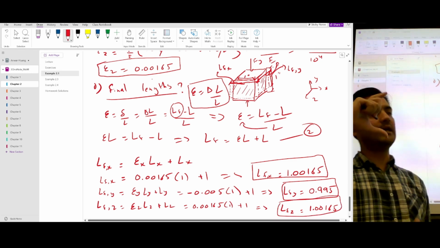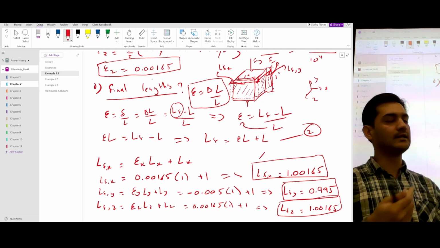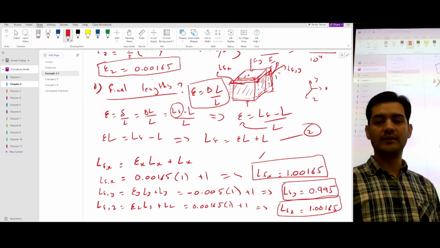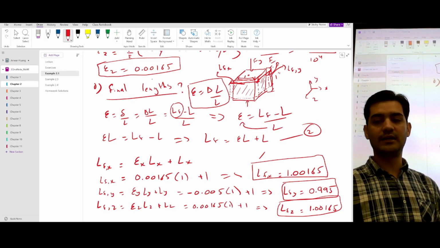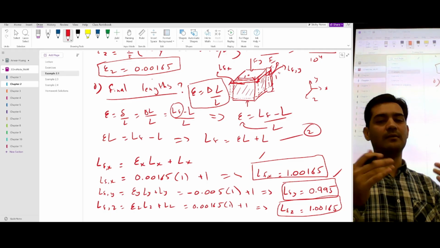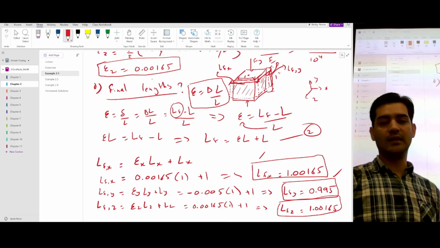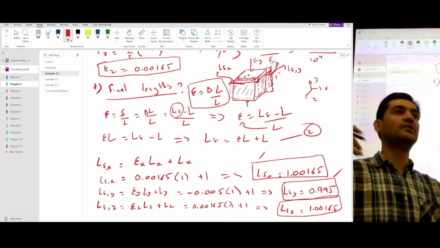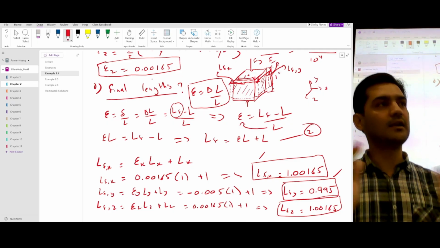Originally the length was 1 inch, but you can see that along the x-axis, the length has increased slightly to 1.00165, and the force is applied on the y-axis. So you can see there's a reduction in length along the y-axis where the force is applied. So the cube has changed shape. Where the force is applied, you have seen a little reduction in length to 0.995, and the other two lateral directions have increased in length slightly. So that's the unconfined part.